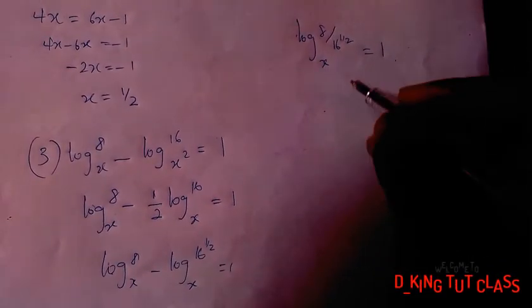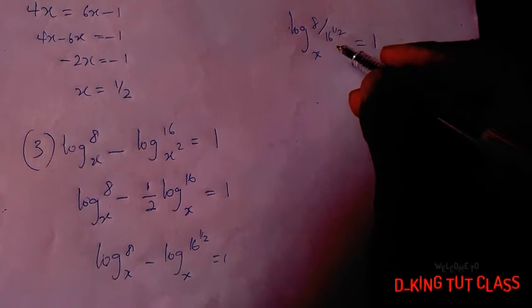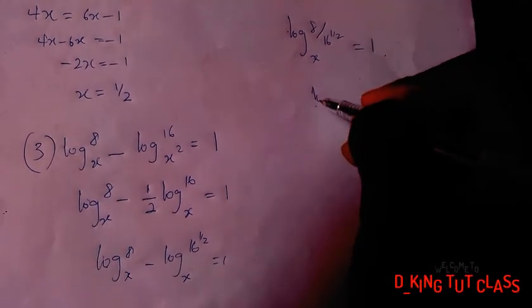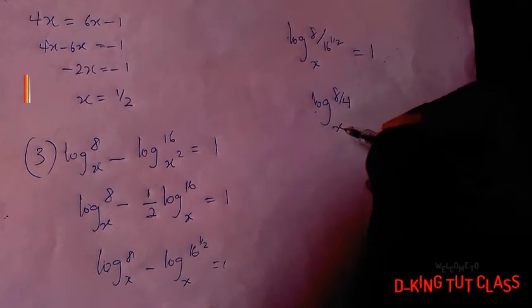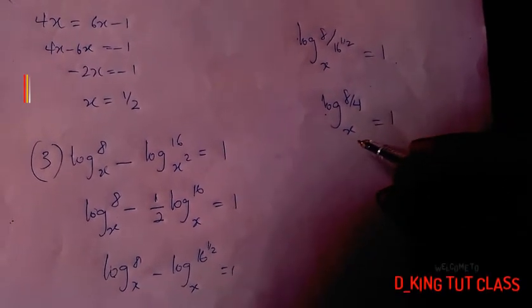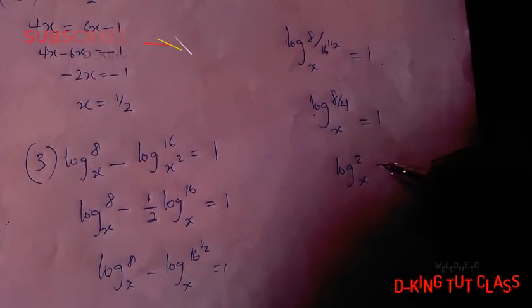Now log 16 raised to power 1 over 2 is the same thing as root 16, which is 4. So I'm going to have log 8 over 4 base x equals 1, of which log 8 over 4 is the same thing as log 2 base x equals 1.